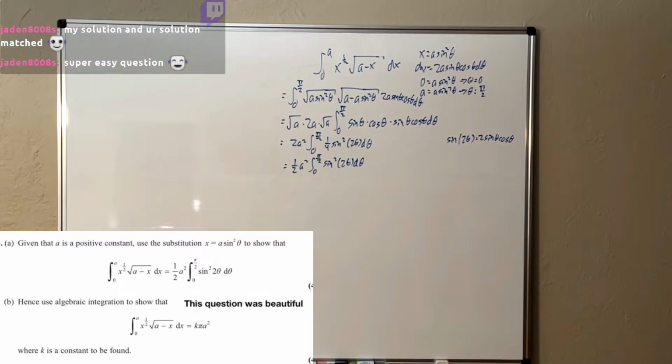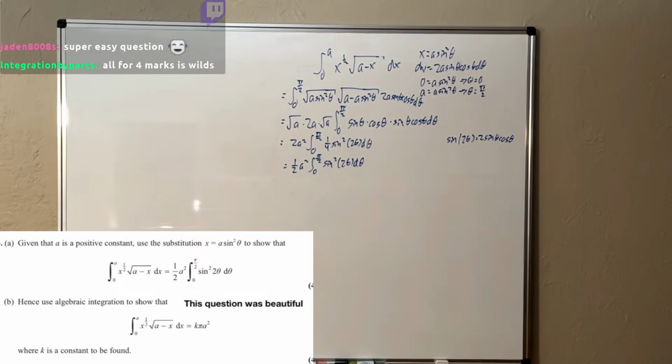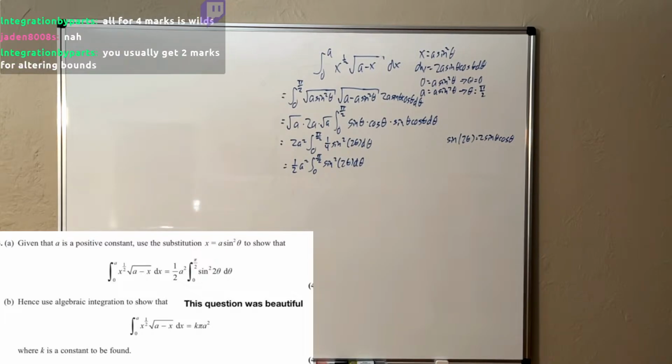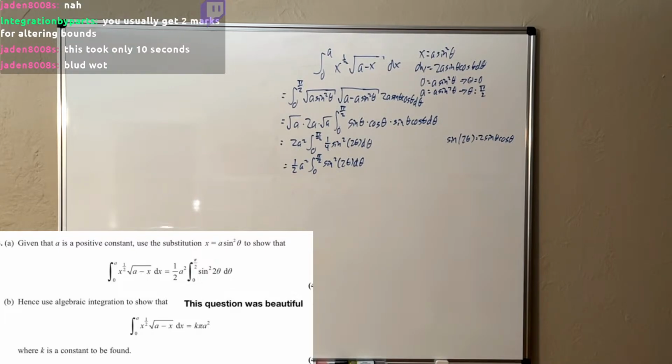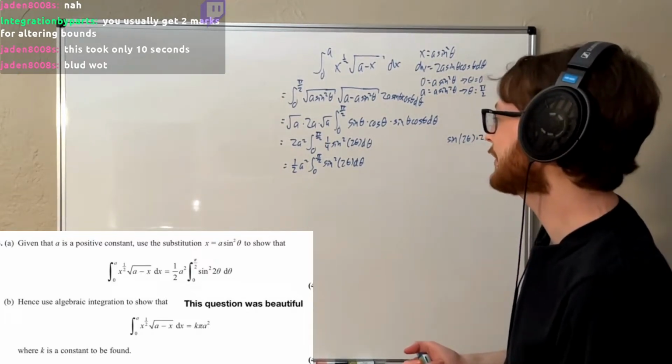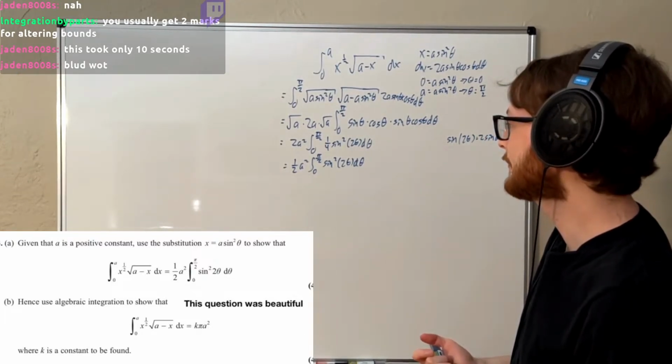Performance is wild. Two marks for altering bounds. Yeah, I mean, this shouldn't have taken me as long as it did, but it's kind of finicky with everything that's happening. They do want you to actually integrate this for part B, so we can do that.